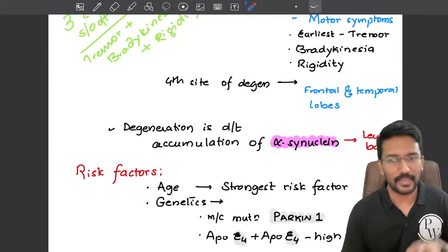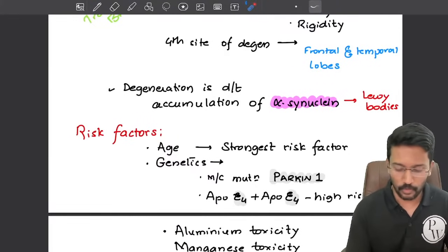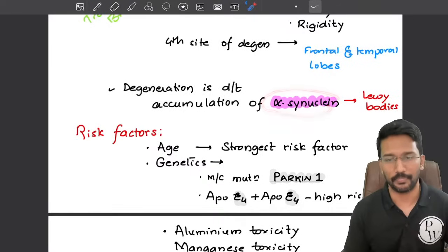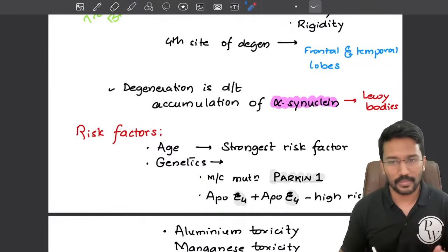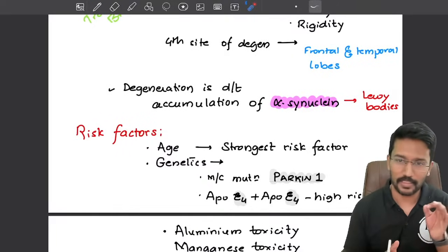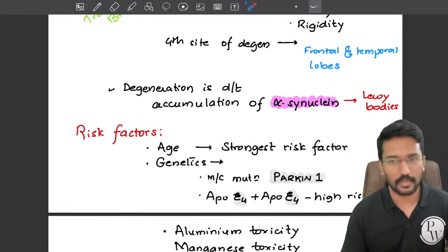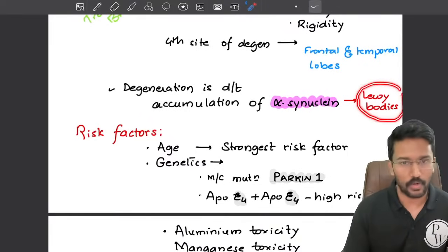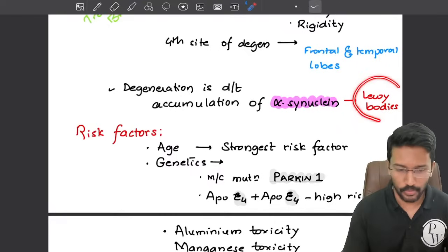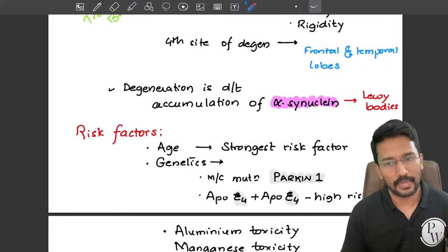Okay. Now why is degeneration happening? Because of the accumulation of alpha-synuclein in the neurons. The body is unable to clear alpha-synucleins, and thus the neurons die. And these accumulations can be seen under the microscope as Lewy bodies. Right? So where do we see Lewy bodies? We see them in Parkinson's disease.